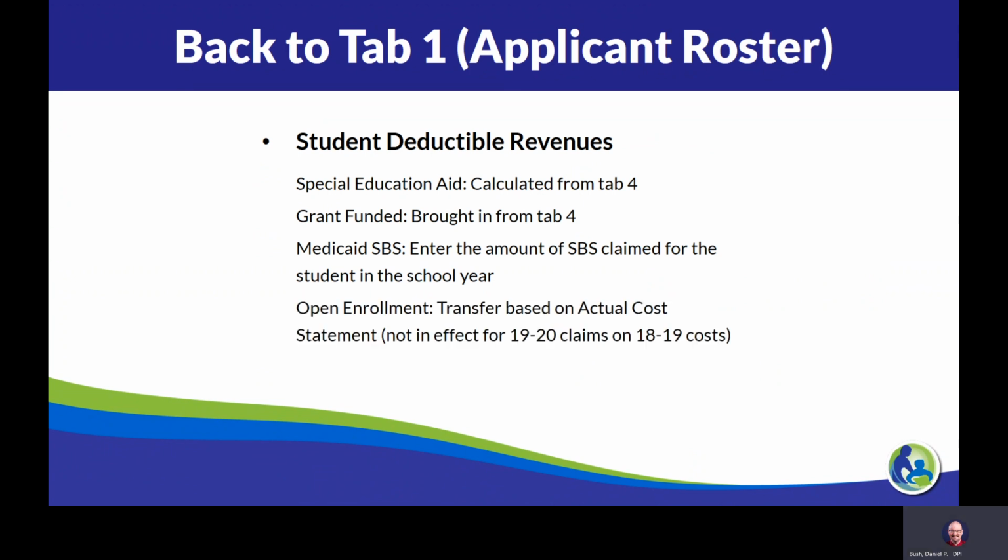Now, we do have a space where open enrollment transfers based on actual cost statements. This is where, rather than the basic $12,000 and some dollars, you have submitted an actual cost statement for a cost greater than that, up to $30,000.